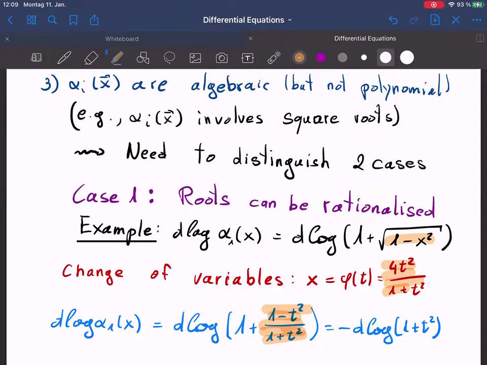Clearly, in those cases where you can rationalize the roots, rationalizing the root means you find a change of variable such that the square root goes away. Clearly, in those cases, you go back to the cases we have already discussed, and you get polylogs. Because now in the new coordinate t, the arguments of all the letters are rational functions, polynomials, and therefore, what we said before, you get polylogs. So how can I find this change of variable?